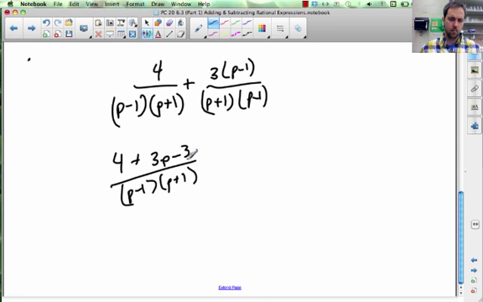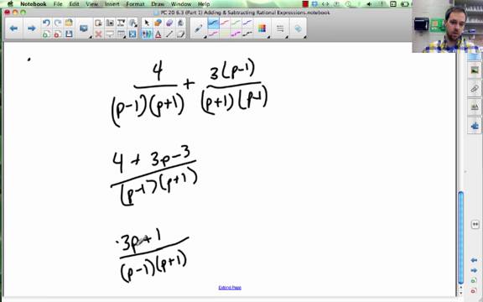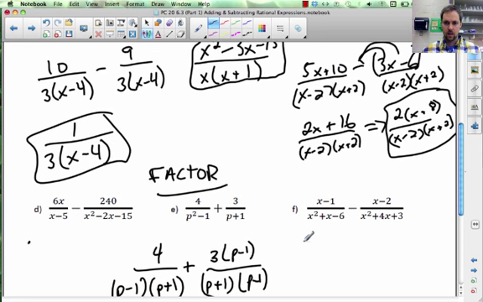And 4 minus 3 is just 1, so your numerator ends up being 3p plus 1, and this is over p minus 1 times p plus 1. Nothing can cancel here. The p plus 1s can't cancel because this isn't p plus 1, it's 3p plus 1. That's not the same as p plus 1. And you can't take out a 3 from the p without taking it out from here, so it would be the same as 3 times p plus a third. So that's all we can do with that one.